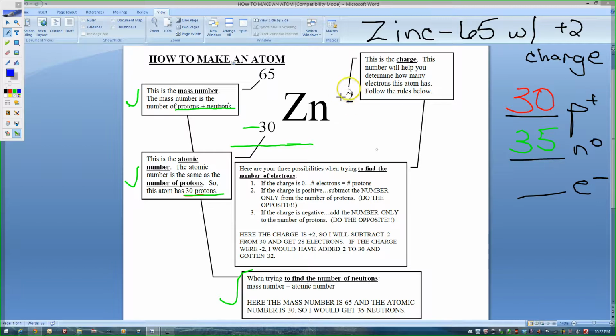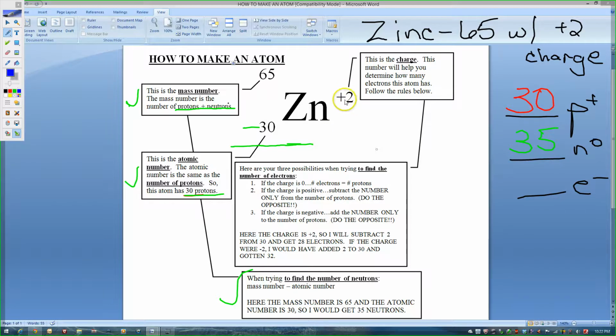And what it's really doing is telling you a comparison of the protons and the electrons. If they're equal, you don't have a charge. If you have more protons, you have a positive charge. If you have more electrons, you'll have a negative charge. So I always say to students, I give them the motto, do the opposite.